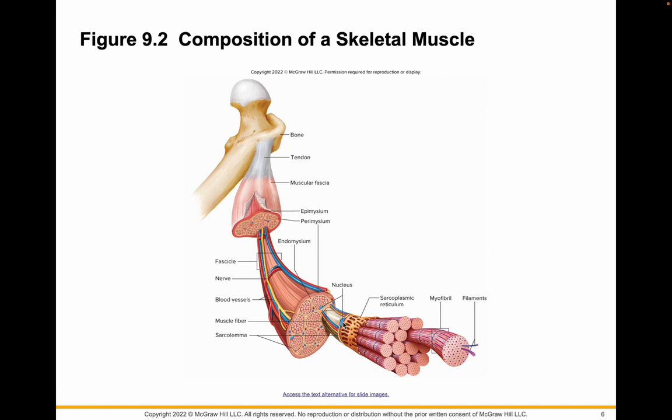There's a nucleus in here, right inside the endomysium. There's going to be mitochondria in here. And so this is one cell, and this is looking inside the cell. This is an organelle and looking inside the organelle.